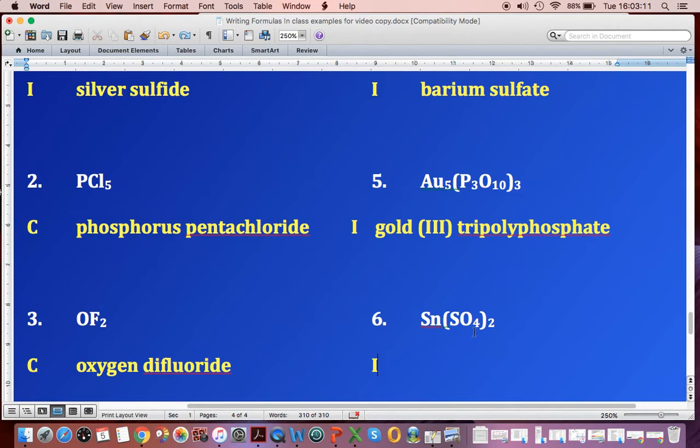Uh-oh, that means I've got to figure out the charge from the sulfate. When I look up sulfate on my table of complex ions, it's 2-. I have 2 of them. 2 times 2- means this whole part is 4-. In an ionic compound, there is no net charge. So if this part's 4-, this has to cancel the charge, it's 4+. So this is tin 4 sulfate.